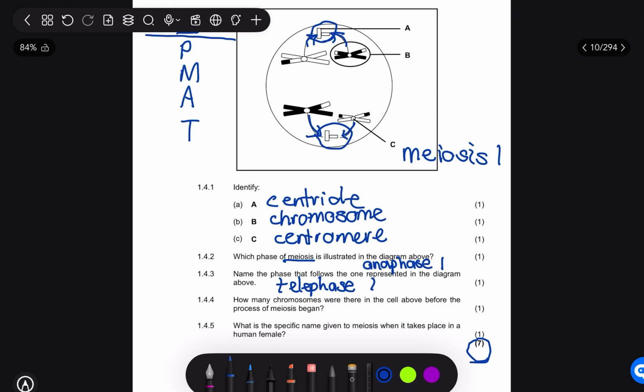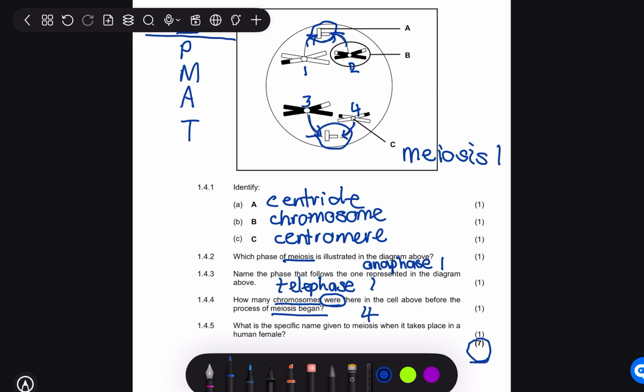How many chromosomes will there be in the cell above before the process of meiosis began? So how many full chromosomes were there, so this is past tense, in the cell before the process began. That's as easy as 1, 2, 3, 4, because each one is a chromosome. So that means we had 4 chromosomes in it before it began.